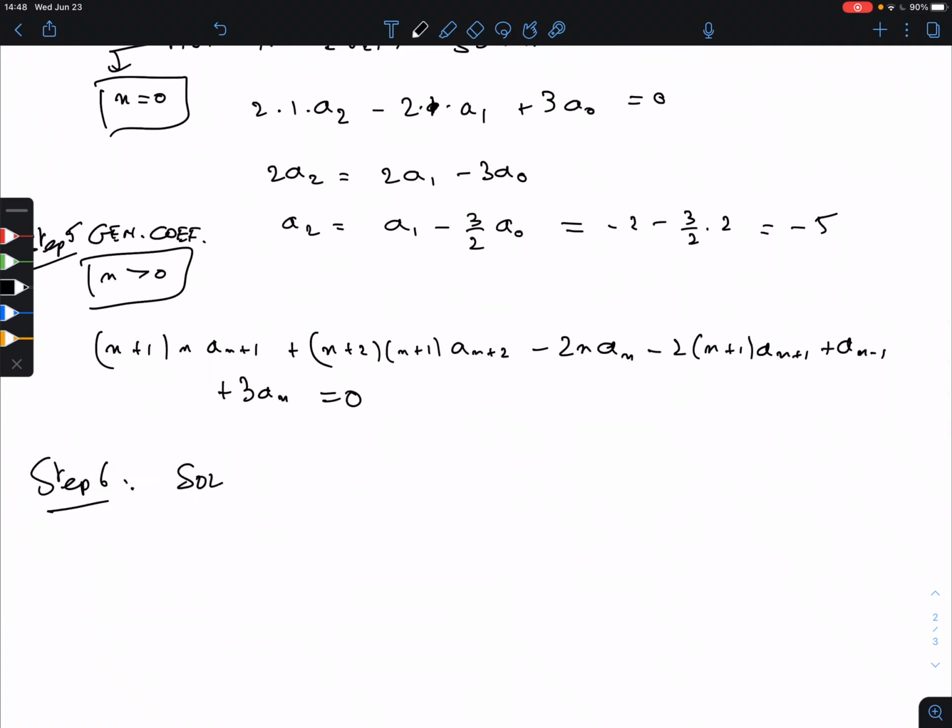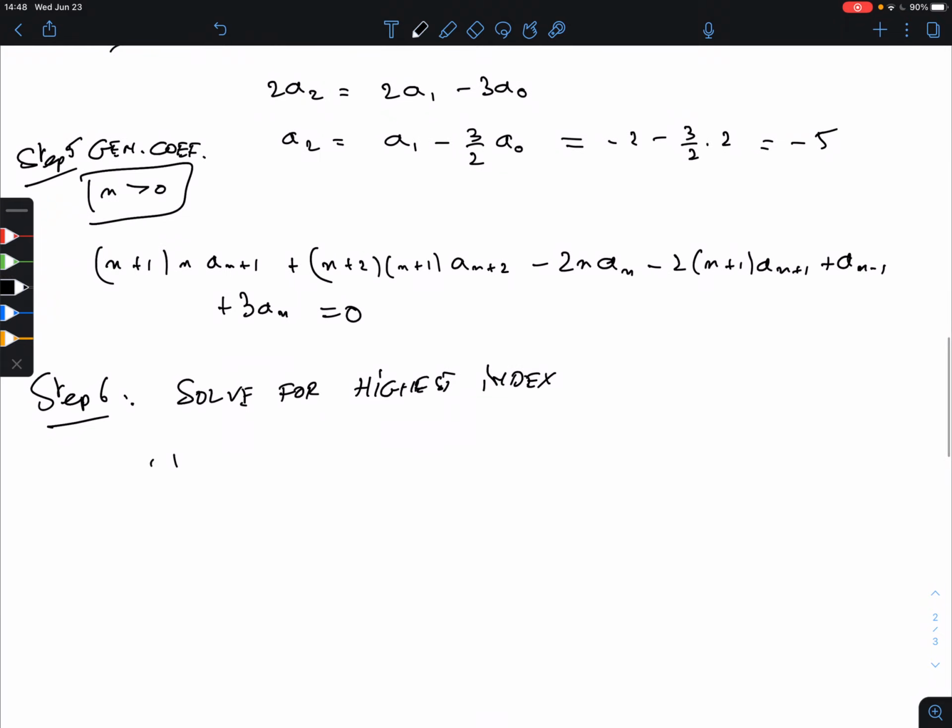So solve for the highest index. So what is the highest index here? Well, we have a_{n+1}, a_{n+2}, a_{n-1}, and a_n. So a_{n+2} is the highest index, and I'm going to solve for that. So we get (n+2)(n+1) a_{n+2}, and I'm bringing the other guys to the other side. Okay. Now there are some combinations.